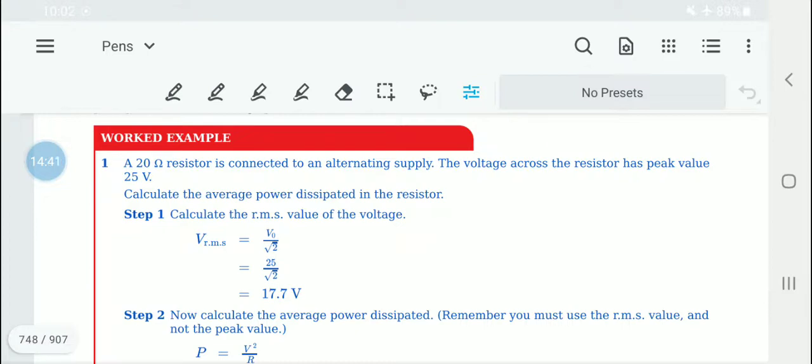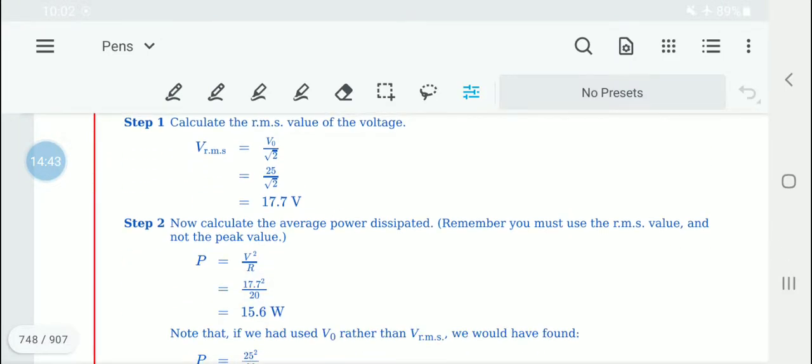That is 70%. Then to find the average power dissipated, again we use the RMS value and not the peak value. So we use V squared upon R: 17.7 squared divided by R, which is 20, and we get 15.6 watts.